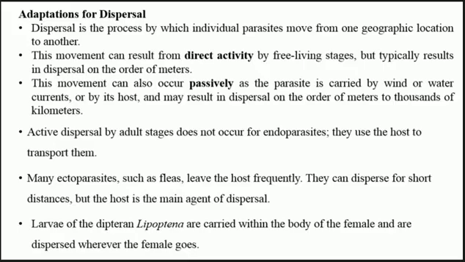Second, again, an example is the mosquito. A mosquito can disperse from one area to another, from one person to another, because they have their own wings. A sandfly also has wings, they can fly from one area to another. So this kind of transfer is called active dispersal.